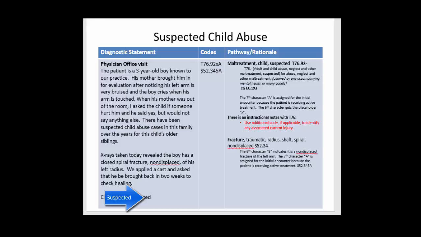So in this case, this takes us to the T76 code for suspected child maltreatment, and we see that there is an instructional note with the T76 category telling us to use additional code to identify the injury, which we have done with the S52 code.